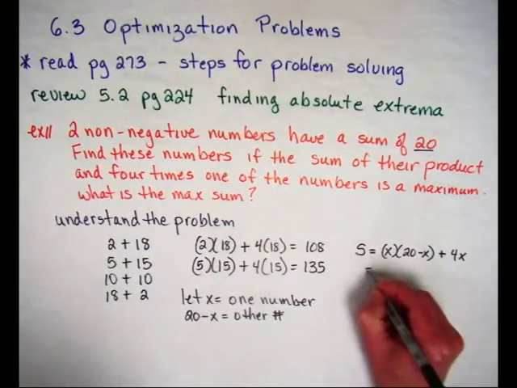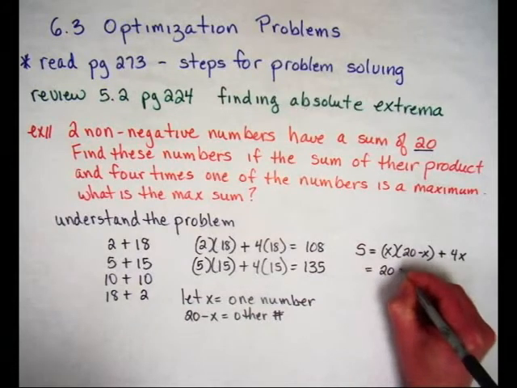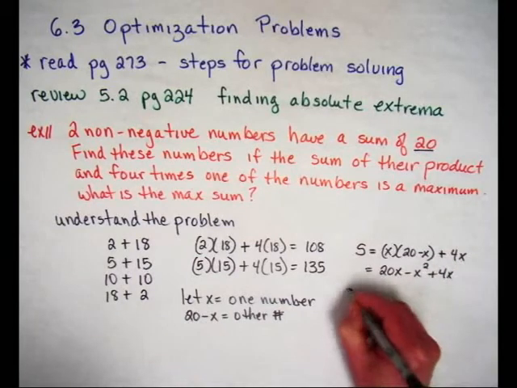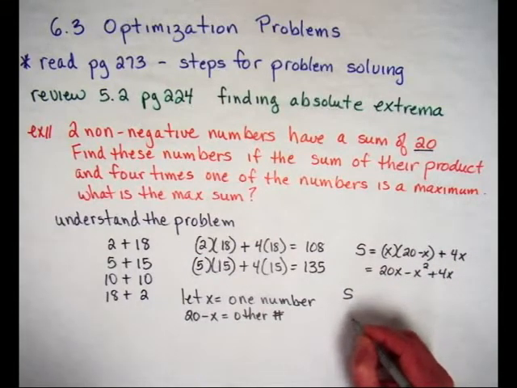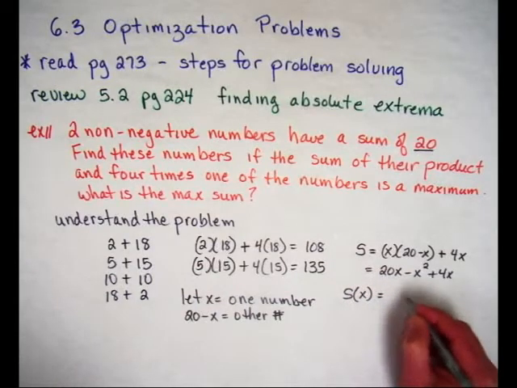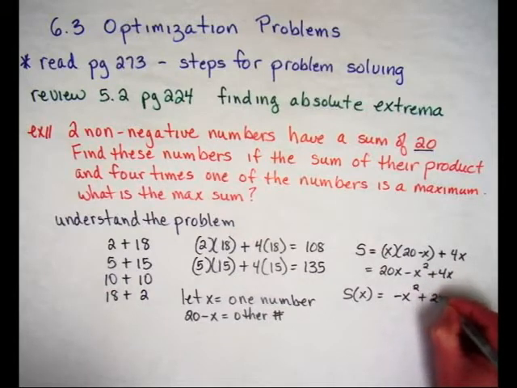First of all, I'm going to simplify this actually. If we're going to eventually differentiate this, we should simplify it so we can distribute the x and just collect our like terms. And we end up with a function that says the sum as a function of x is equal to negative x squared plus 24x.